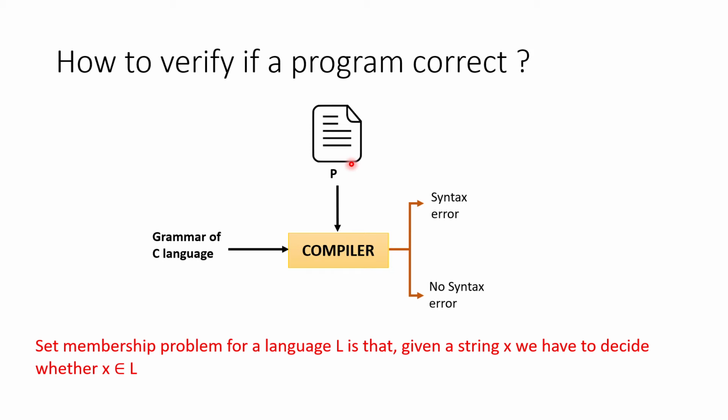Just like we derived the sentence "the boy eats an apple" using the production rules in some particular order, in the same way, if the program or the string is correct, then using the production rules of the C language grammar in some particular order, the compiler must be able to derive the string. And if it is possible, then that means the program is correct.